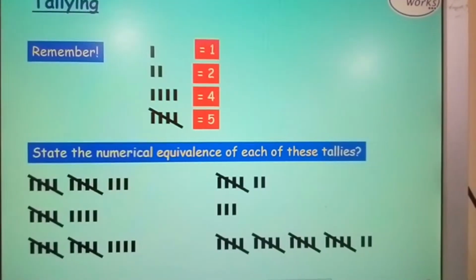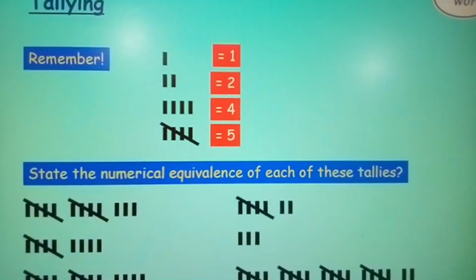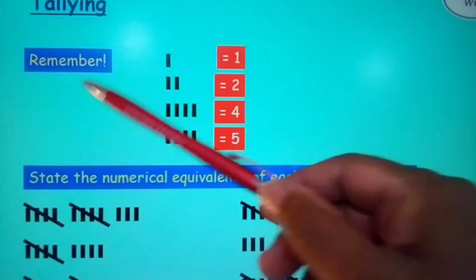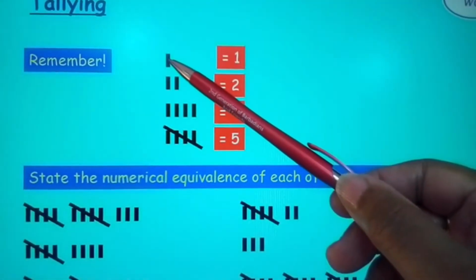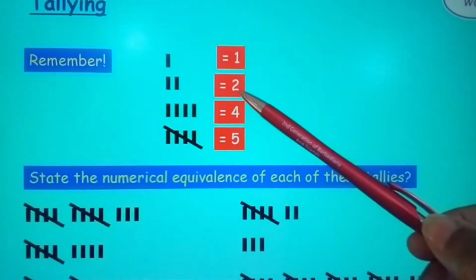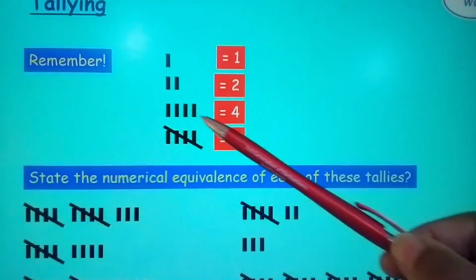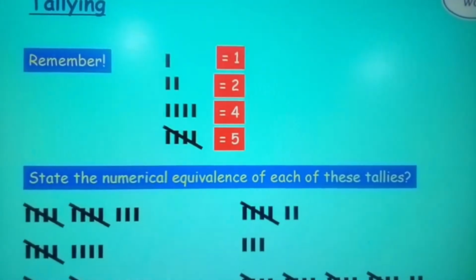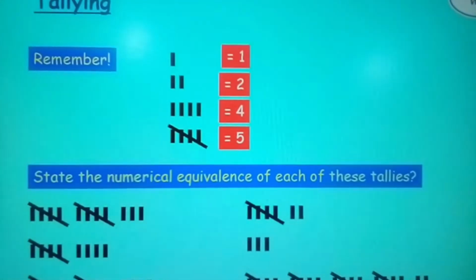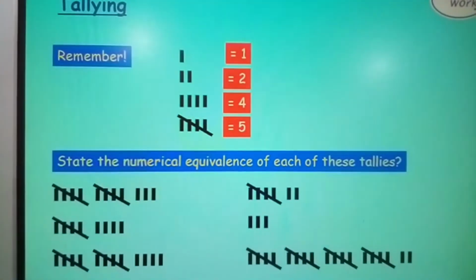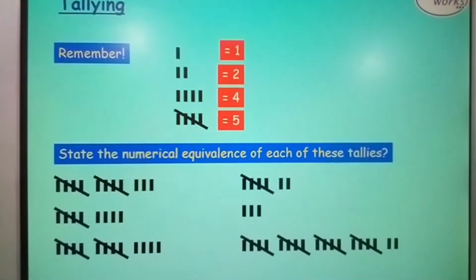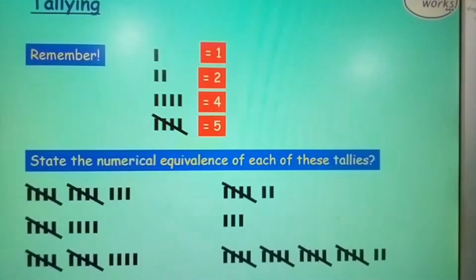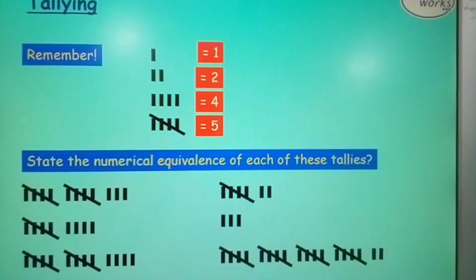Now tallying. Remember, a single stripe equals 1, 2 of these equals 2, 4 stripes equals 4, and 4 stripes and a bar across equals 5. Just go back, make sure we got everything in for you. Okay, in frame. Now here, the objective is to know how to tally.